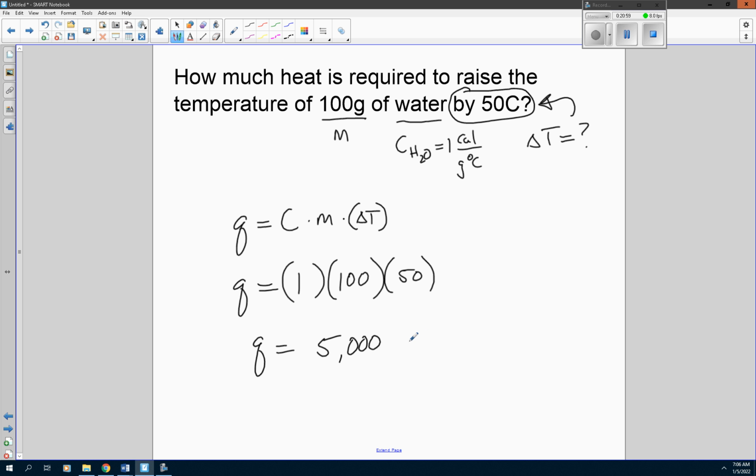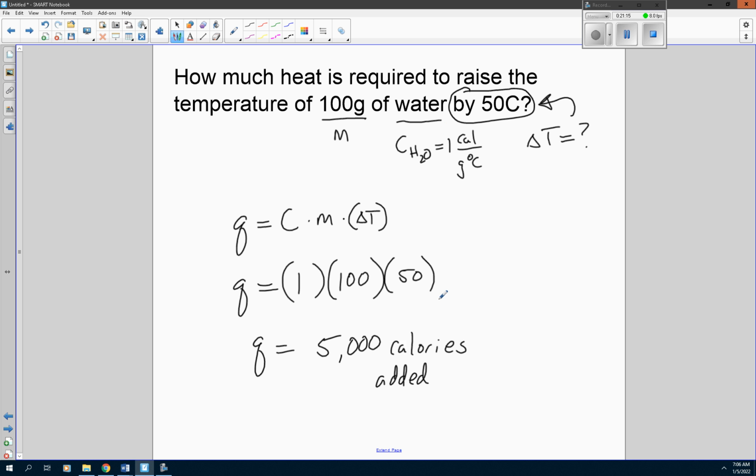So, well, what's the unit here? The unit is calories. So 5,000 calories would have to be added to this 100 grams of water to make its temperature go up by 50 degrees Celsius.